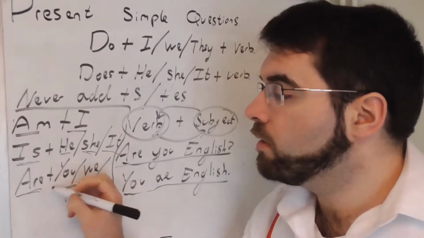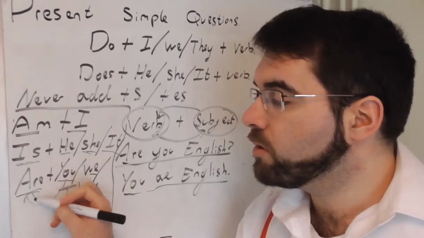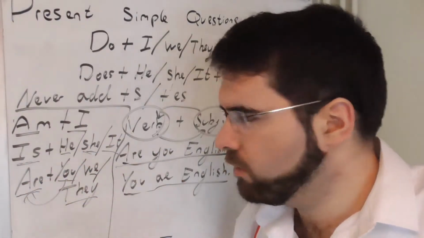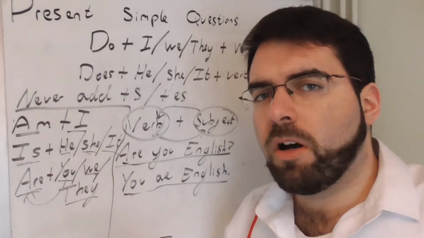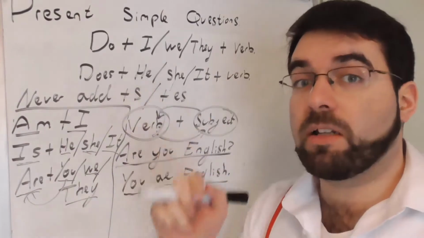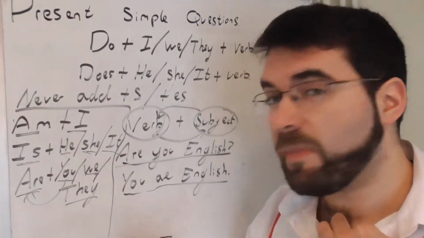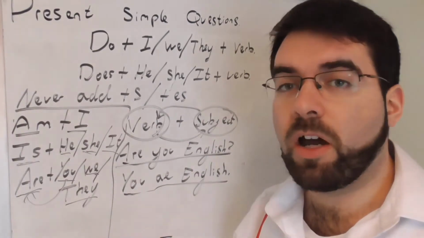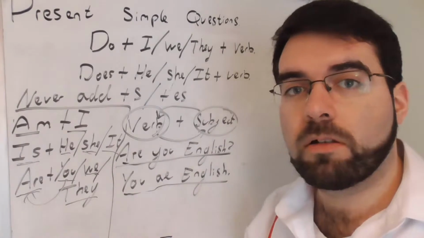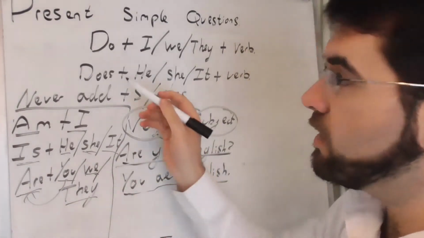Are goes with you, we, and they. You are English. Are you English? We are English. Are we English? They are here. Are they here?